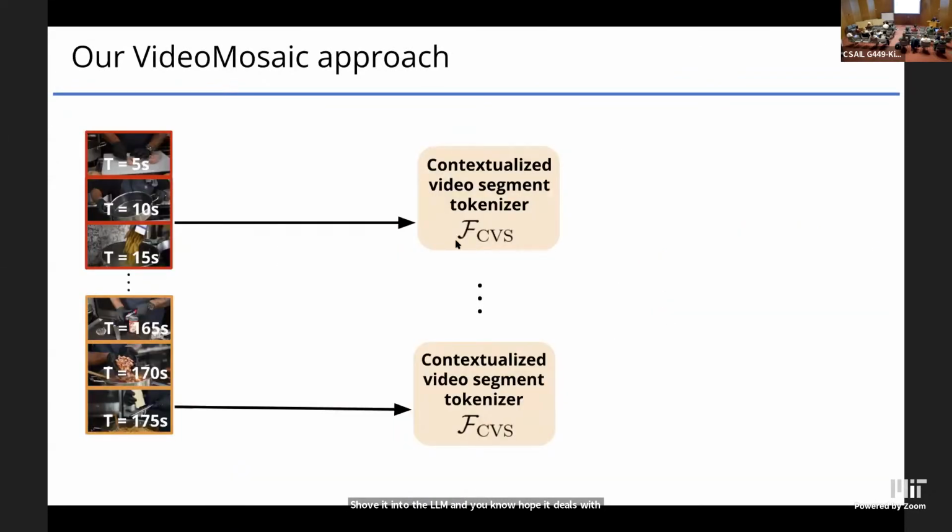So we call this VideoMosaic, and the approach basically is taking the video and splitting it into segments. Here the red is the first segment. Let's say it ends at 15 seconds and we have keyframes extracted there, and then orange is the next segment, or a later segment, but we segment the whole video into segments. Then each segment gets passed into what we call a contextualized video segment tokenizer. I'll show you how that works in a few slides.